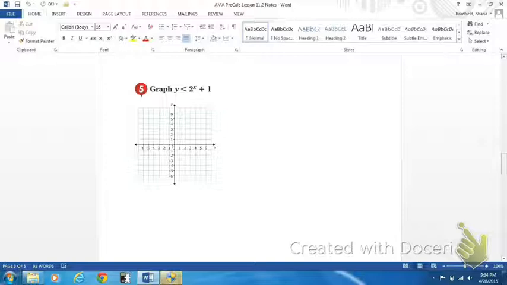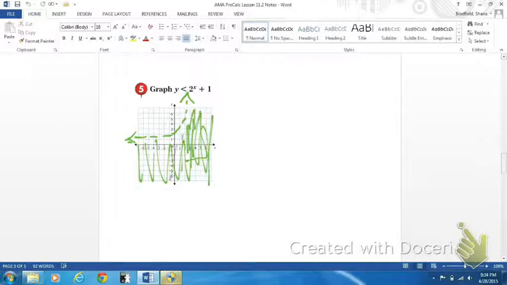So for this particular one, instead of drawing a solid line when we graph it, this one's going to have a dotted line. And it's going to take this shape here, and then since y is less than 2 to the x plus 1, we're going to shade below for that one. So that's what an inequality would look like.